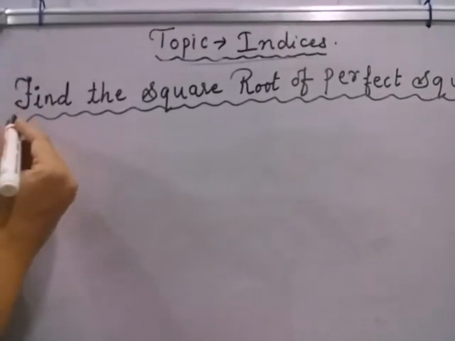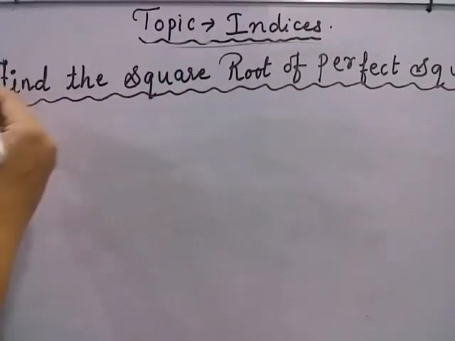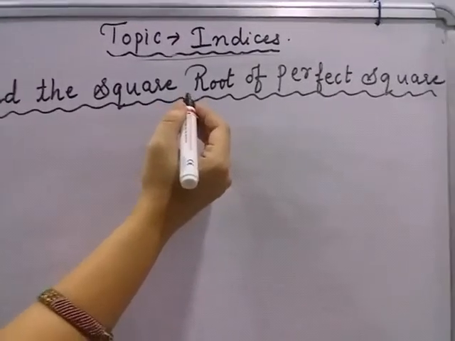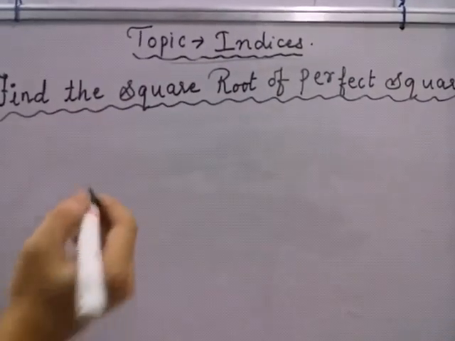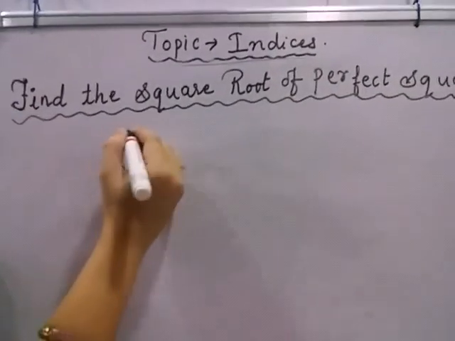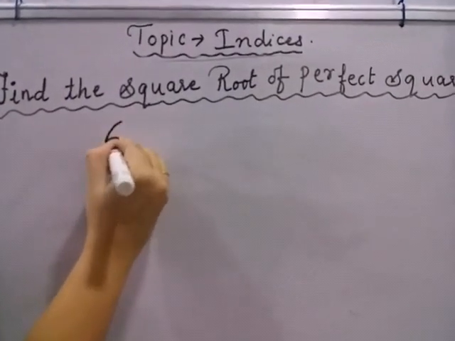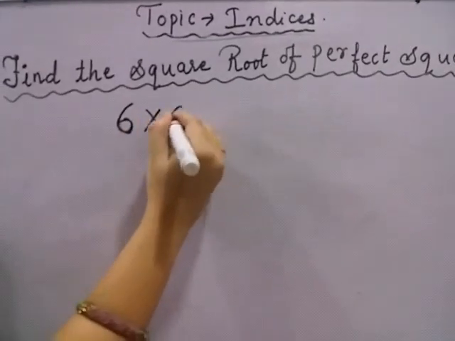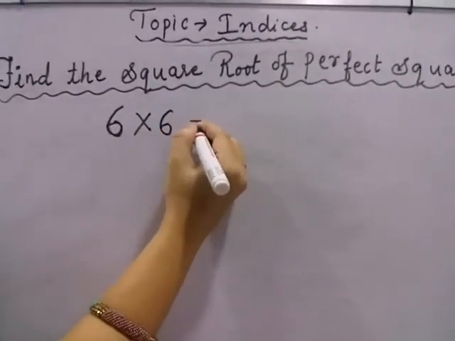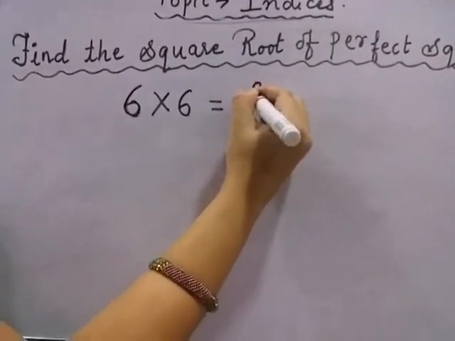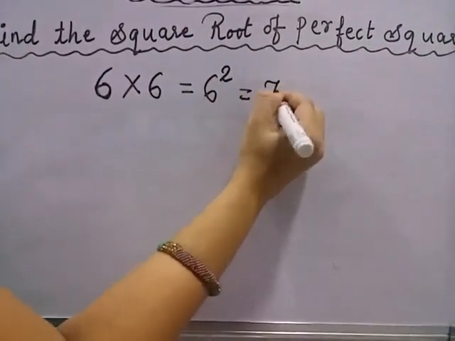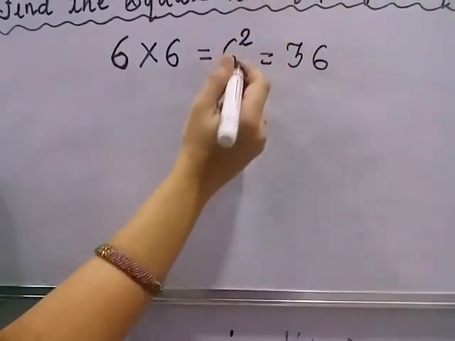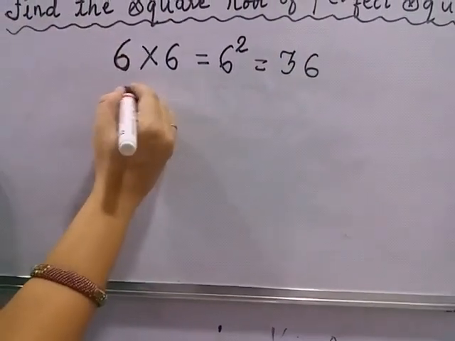Okay, student, we are going to see now the next part of the lesson, the last part of this lesson, where we are going to find out the square root of a perfect square. Okay, student, perfect square means what? If I am taking any number and multiplying that number by the same number, we call it what? 6, index is 2, 6 square. So what is the answer? 36. So we'll say that the square of 6 is 36.